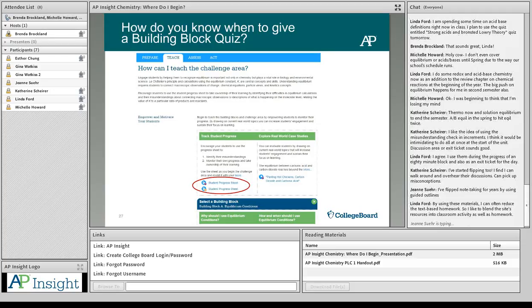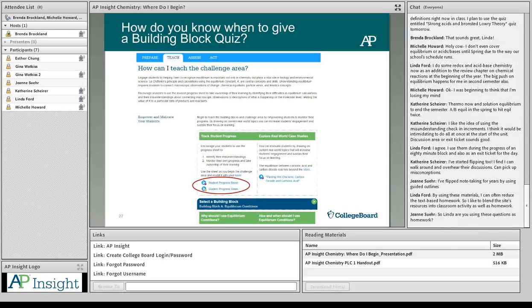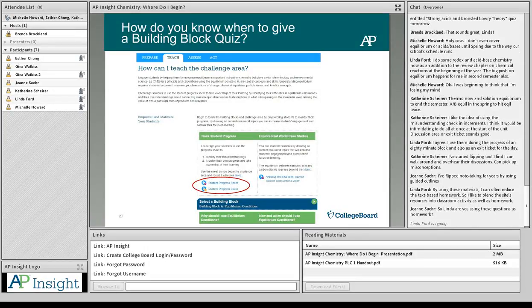And Linda's pointing out as well that she sometimes will reduce the text-based homework, so that she can remove some of the textbook problems and instead insert some of these activities. So she's doing a little bit more balance between the two, which is another great way. And Jean's just asked if Linda uses the questions as homework, and she's, I believe, answering, because it looks like she's typing.